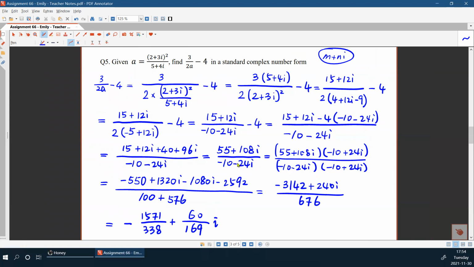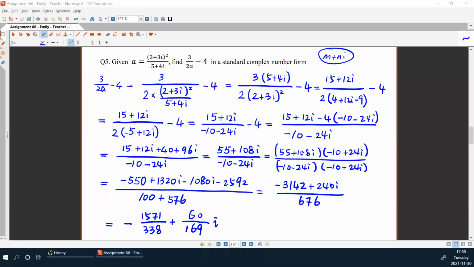So although the number seems a little larger, the underlying principle is the same as the questions we have done, right? You can just follow the simple arithmetic rules. Any questions? Okay, and then let's move to the next one.